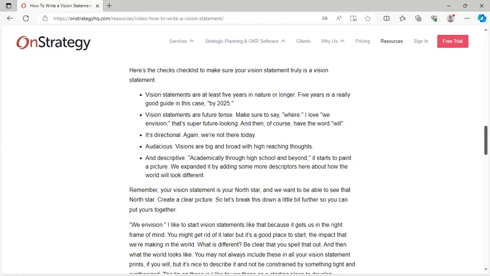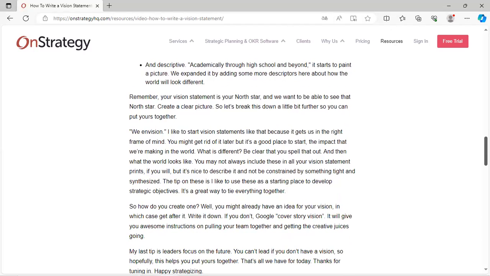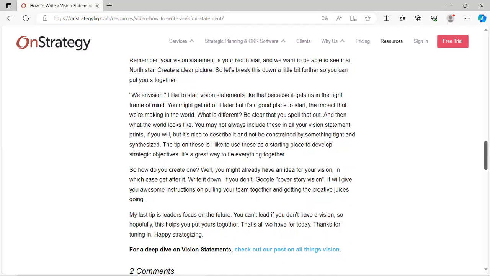All right. So let's break this down a little bit further so you can put yours together. We envision. I like to start vision statements like that because it gets us in the right frame of mind. You might get rid of it later, but it's a good place to start. The impact that we're making in the world, what is different? Be clear that you spell that out. And then what the world looks like. You may not always include this in all your vision statements, but it's nice to describe it and not be constrained by something tight and synthesized.